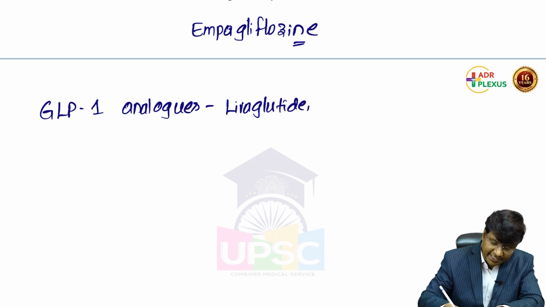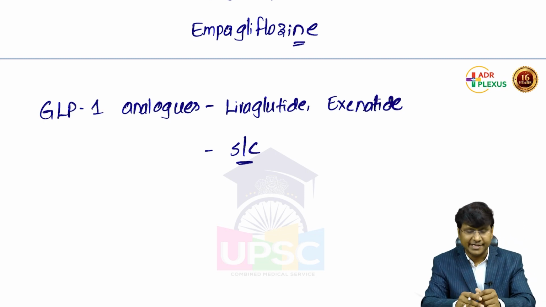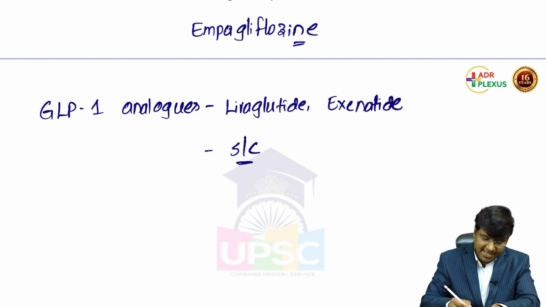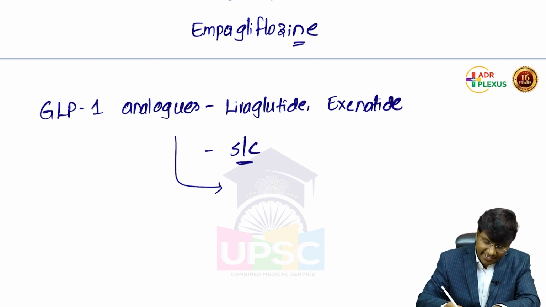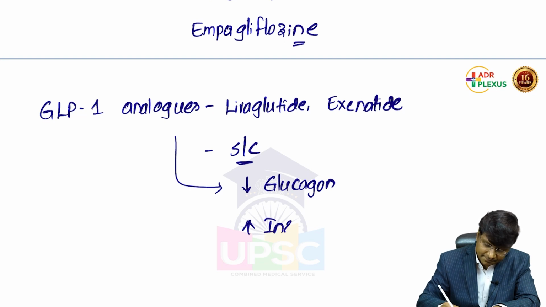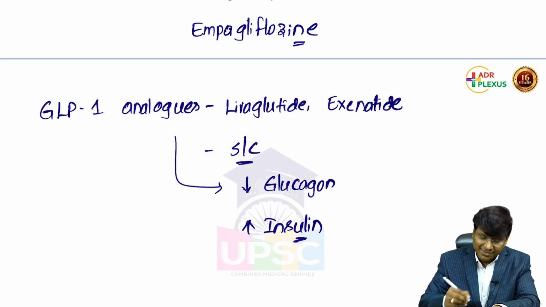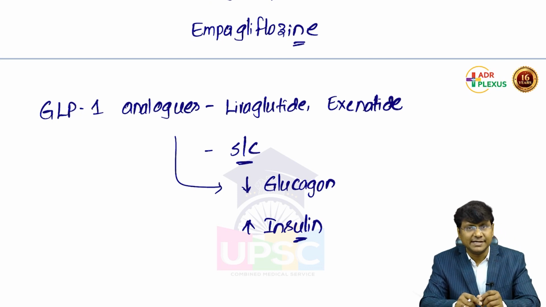Now, what do liraglutide and exenatide do? First of all, what is the route of administration of these drugs? The route of administration of liraglutide or exenatide is subcutaneous, right? And these GLP-1 analogs decrease the levels of glucagon and increase the levels of insulin. Okay, that is what the GLP-1 analogs do.